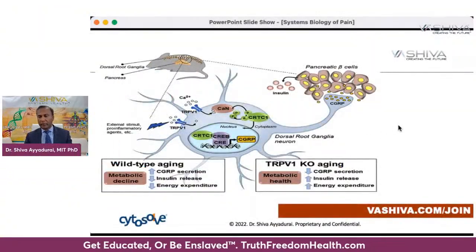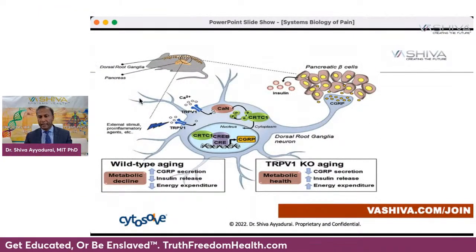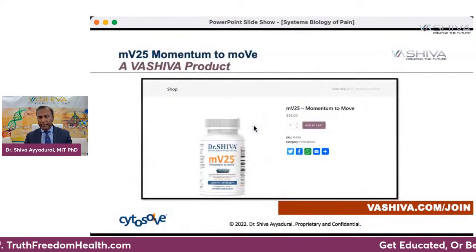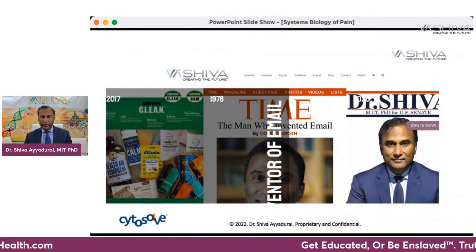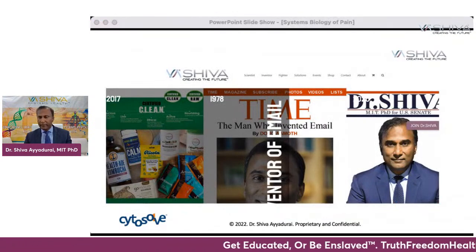But to those of you joining, this is the beginning of our pain series. So CGRP is the molecule of pain. There are other neuropeptides, but it's one of the critical molecules that's involved in pain. And we just went through how it's formed, okay? And let me play you a quick video on MV25 so you understand sort of how we actually created MV25 using Cytosolve.